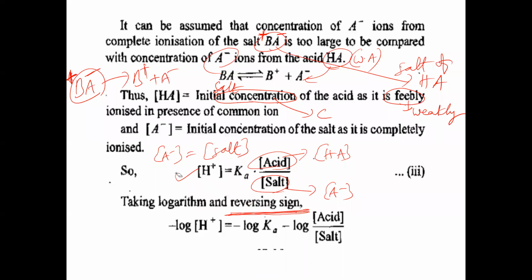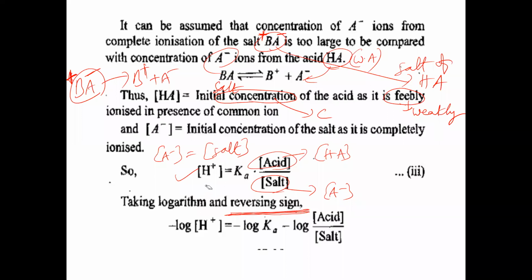So here plus log H plus, that you change into minus log H plus. So minus log H plus is equal to, on the right side, log Ka, which changes into minus log Ka. And here log acid by salt concentration also becomes minus log acid by salt concentration. So the positive sign is made into negative sign.